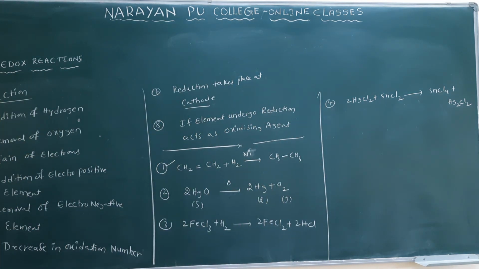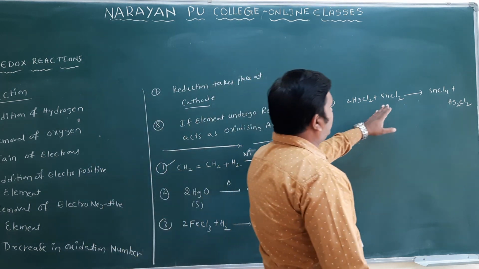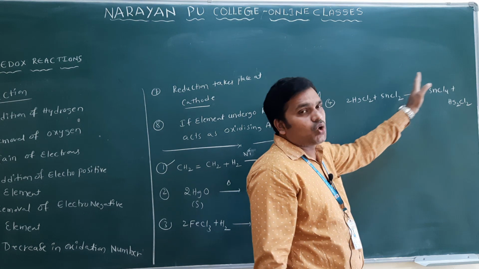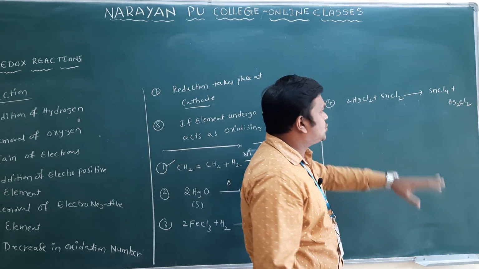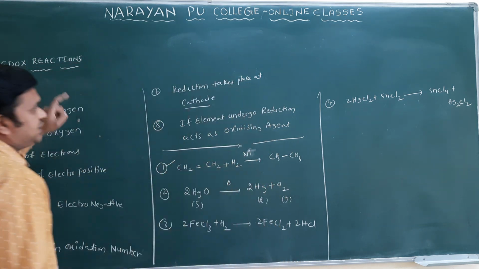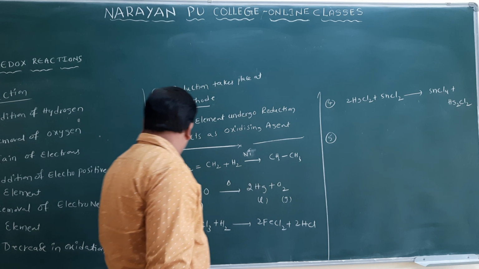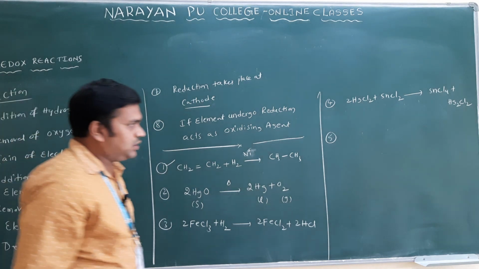So the definition here is the addition of an electropositive element. Addition of an electropositive element takes place to the electronegative element, that means two more chlorine atoms are attached to the electropositive element, tin. So this is an example of a reduction process. Clear? And one more definition: decreasing oxidation number, or gain of electrons only.